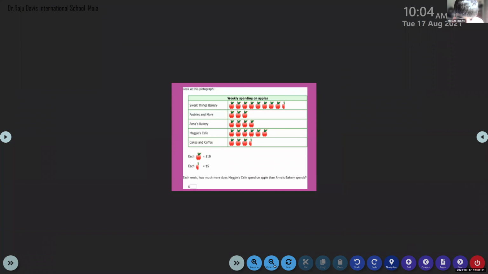Okay. Weekly spending on apples. Okay, children, see, there are different types of apples here. These are the bakeries' names. Each week, how much does Maggie's cake shop spend on apples? Like this, some questions will also be there. And here each apple represents ten dollars. How many dollars? $10.